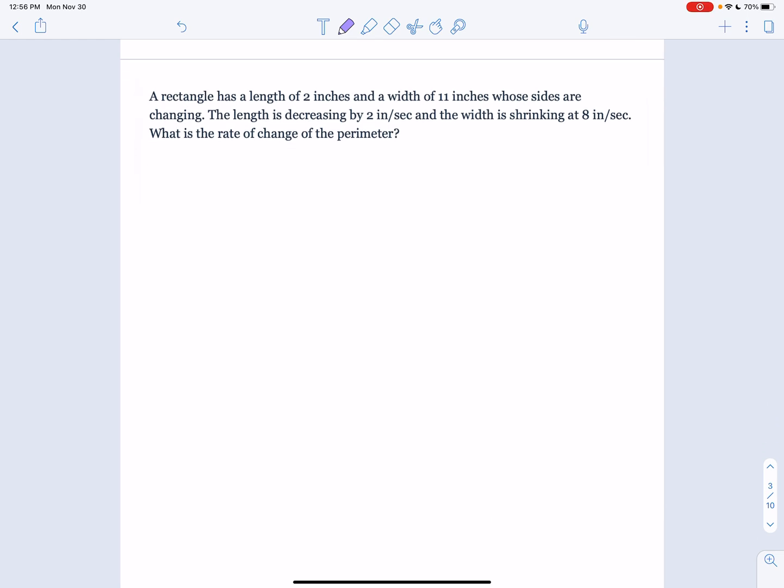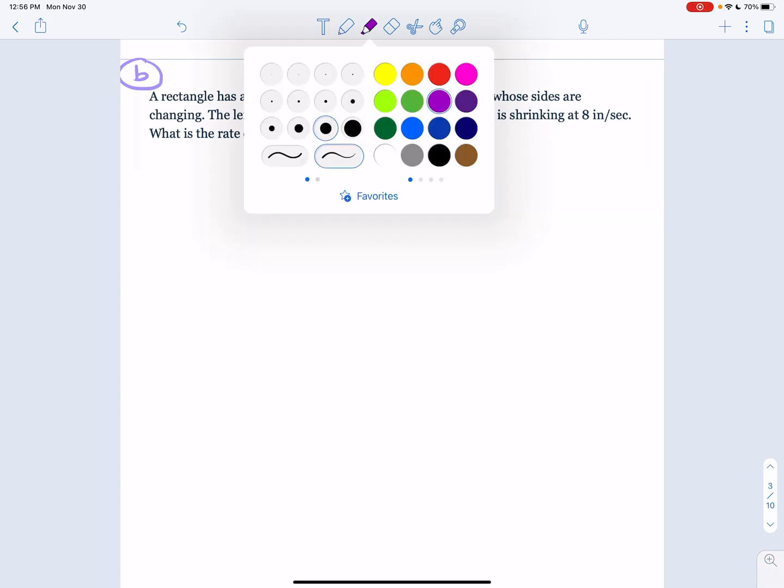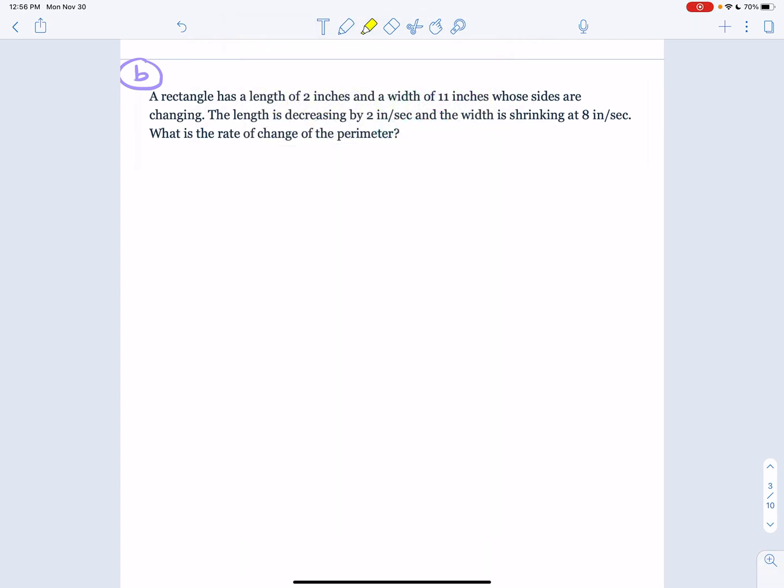Okay, here's part B. Press play whenever you're ready. So here, let's highlight what's important. We have a length of 2 inches, a width of 11 inches. Length is decreasing by 2 inches per second. Width is shrinking at 8 inches per second. What is the rate of change of the perimeter?